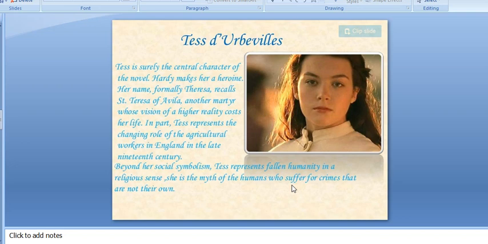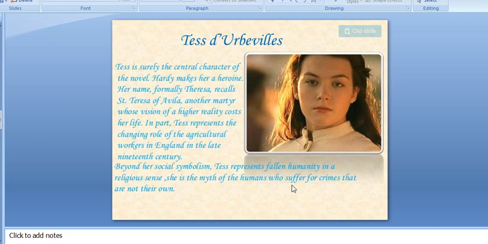Tess is surely the central character of the novel. Hardy makes her a heroine. Her name, formerly Teresa, recalls Saint Teresa of Avila, another martyr whose vision of a higher reality cost her life.